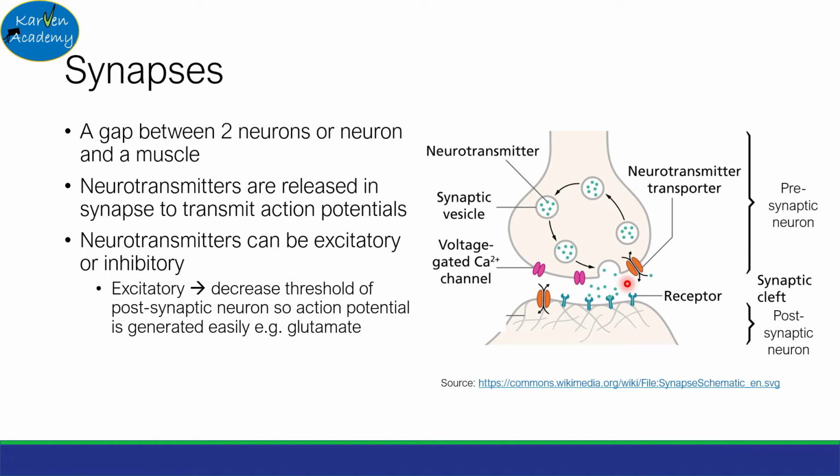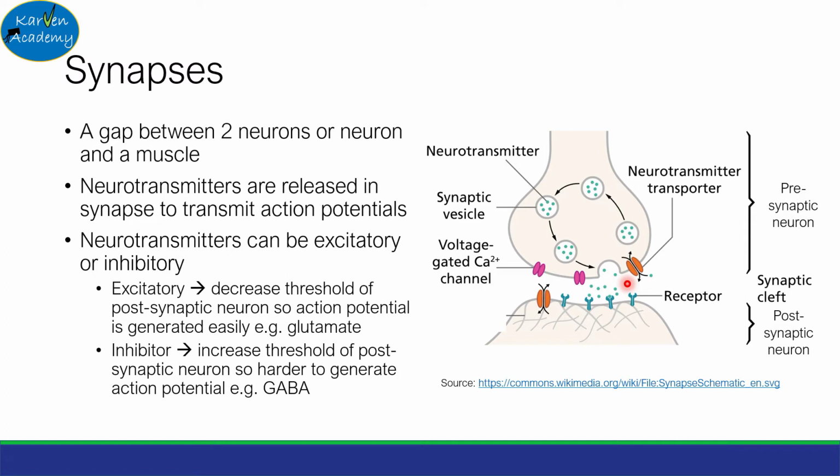A common example, which you do not need to know for A-level, is glutamate. Inhibitory neurotransmitters, meanwhile, increase the threshold potential of postsynaptic neuron, so it's harder to generate an action potential. A common example, again, which you do not need to remember, is GABA. So this is an example of a synapse, which you should be very familiar with at A-level, and we'll look at this in greater detail on the next slide.